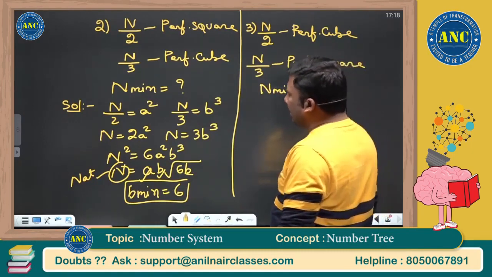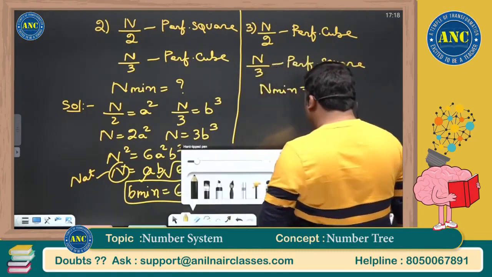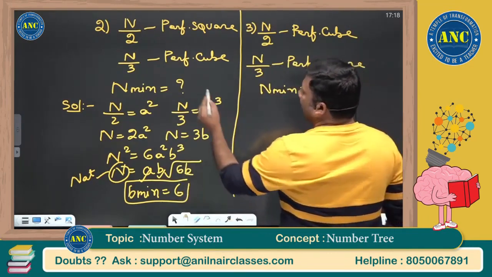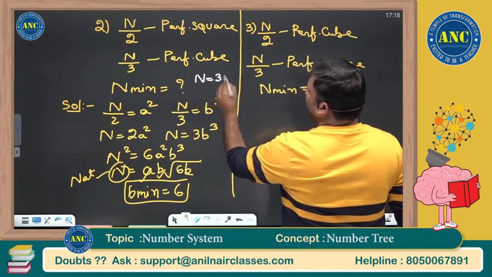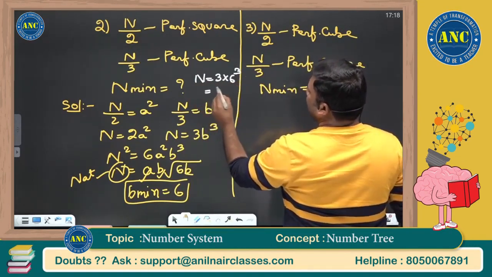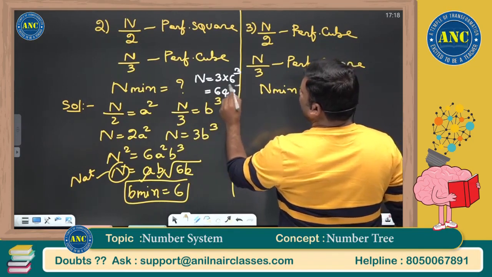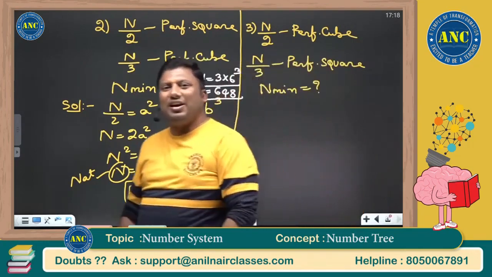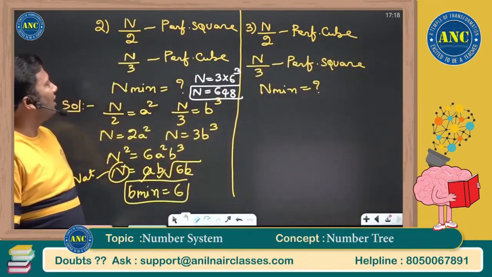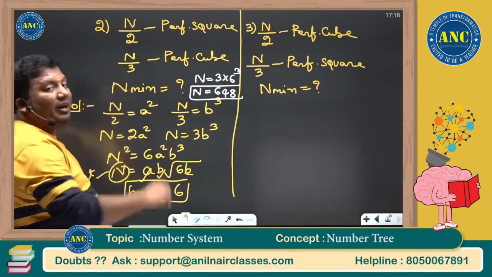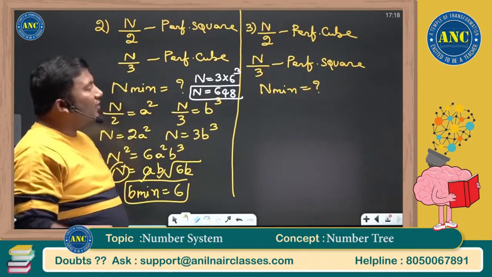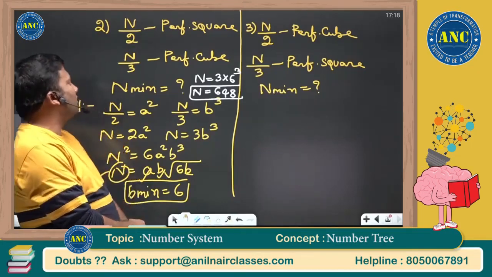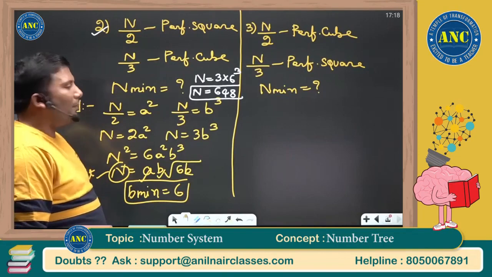So b minimum is nothing but 6. If b minimum is 6, what will be the value? n is nothing but 3 into 6 cube, 216 into 3, which is 648. n minimum value is nothing but 648. Very, very easy question. Check it out by using the values. 648 by 2 is 324, 18 square, a perfect square. 648 by 3 is 216. It is also a perfect cube.